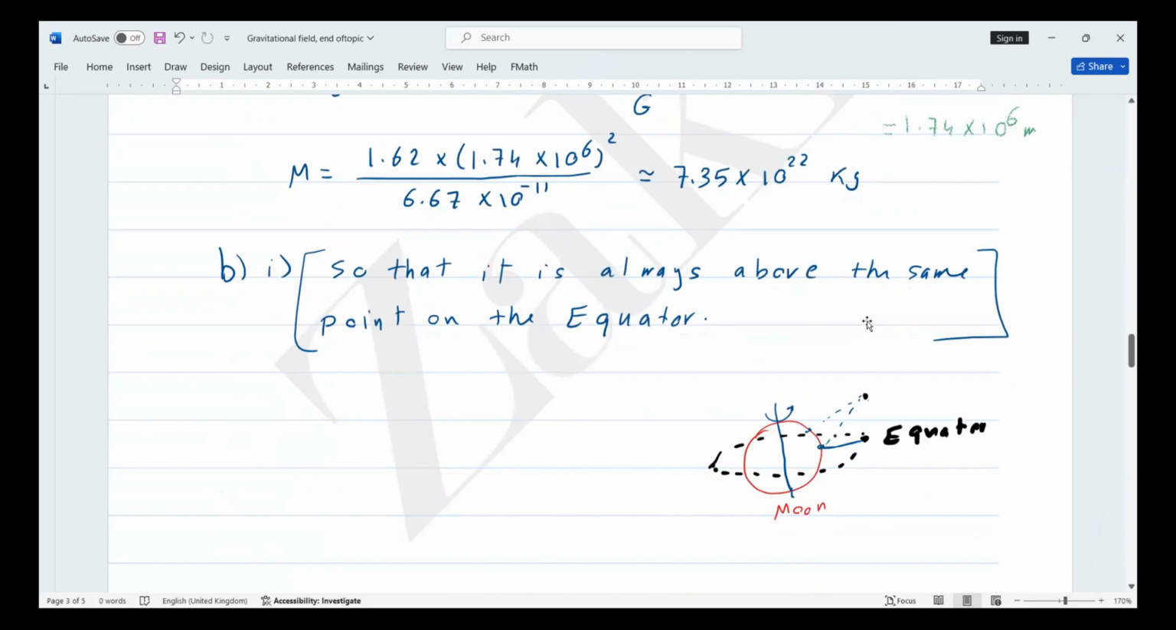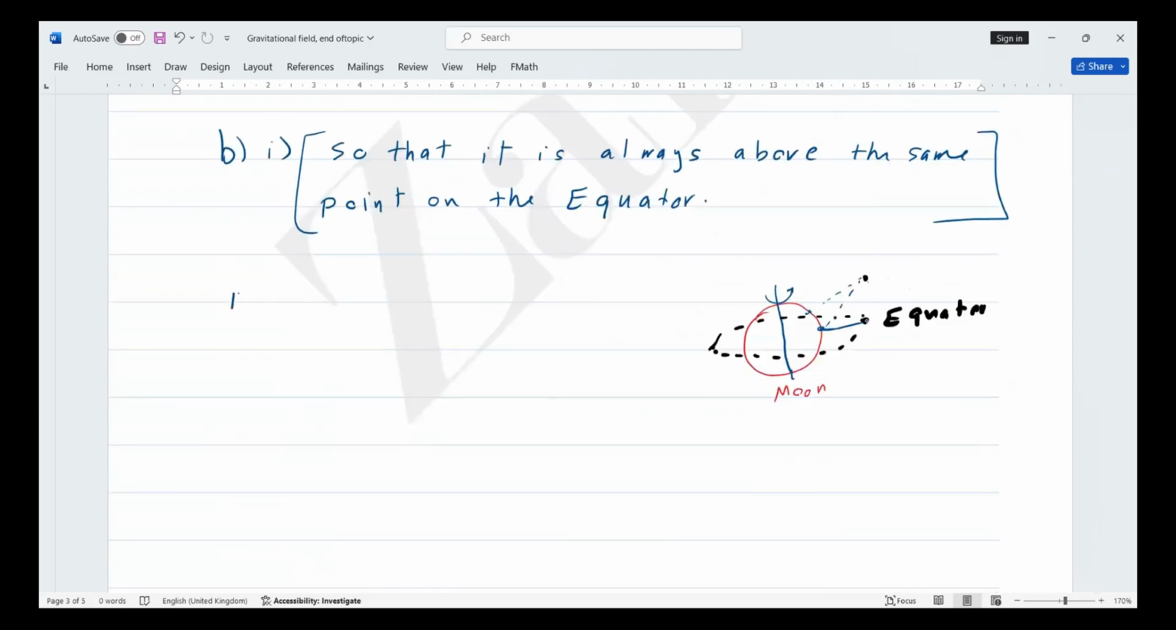Now let us do the second part. We have here the time period, which is 27.4 days. We have to convert to seconds. From day to hour, multiply by 24. From hour to minute, multiply by 60. From minute to second, multiply also by 60. Then the time period is 2.37 multiplied by 10 to the power 6 seconds. This is the time period.